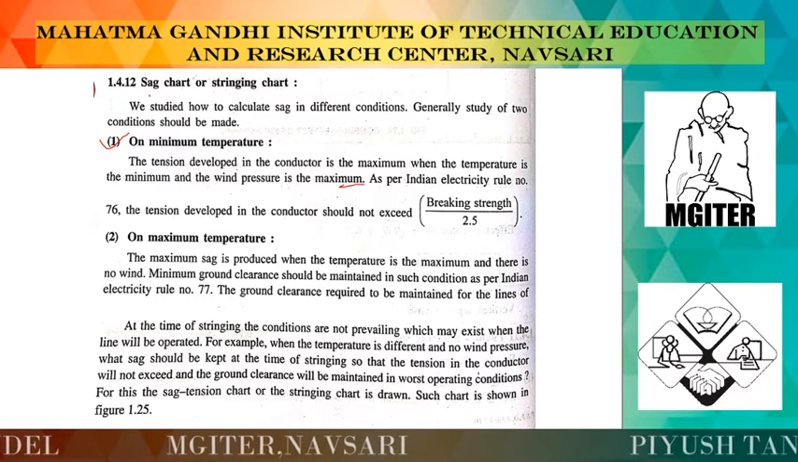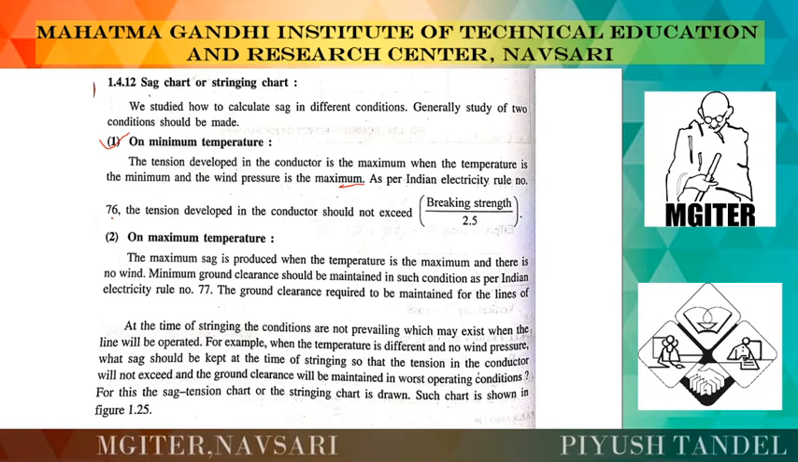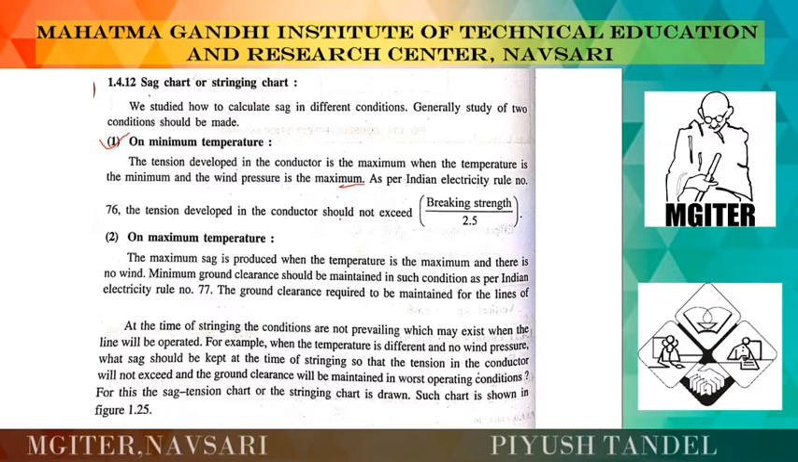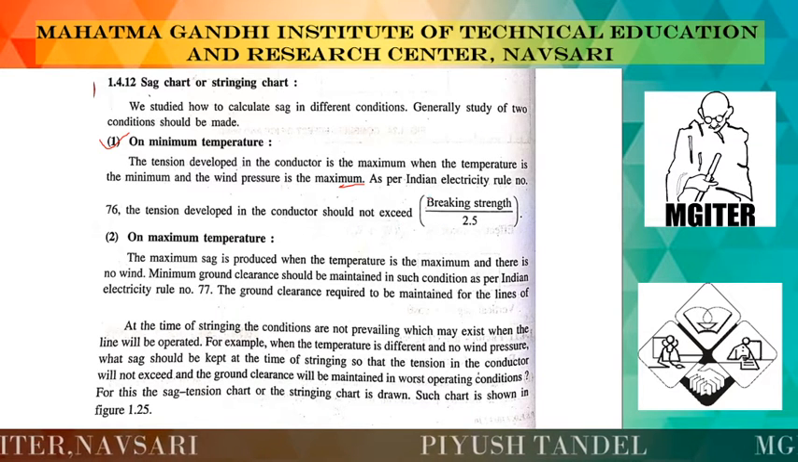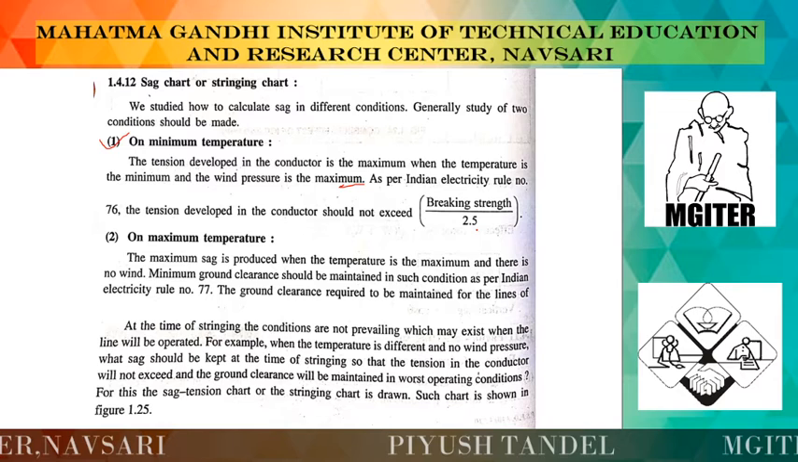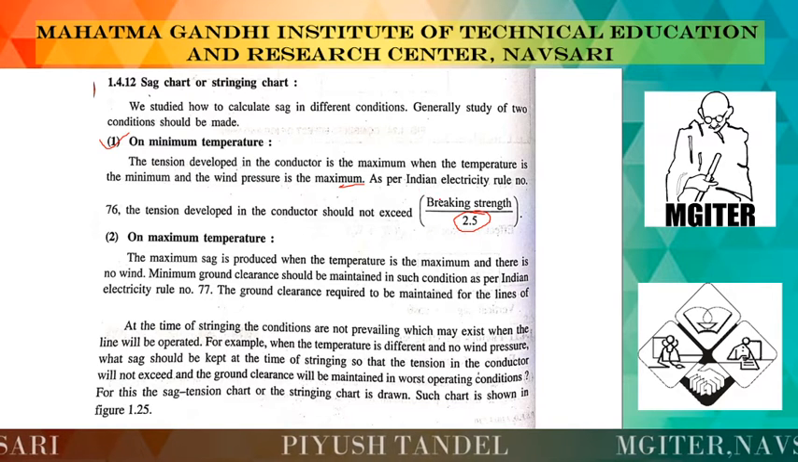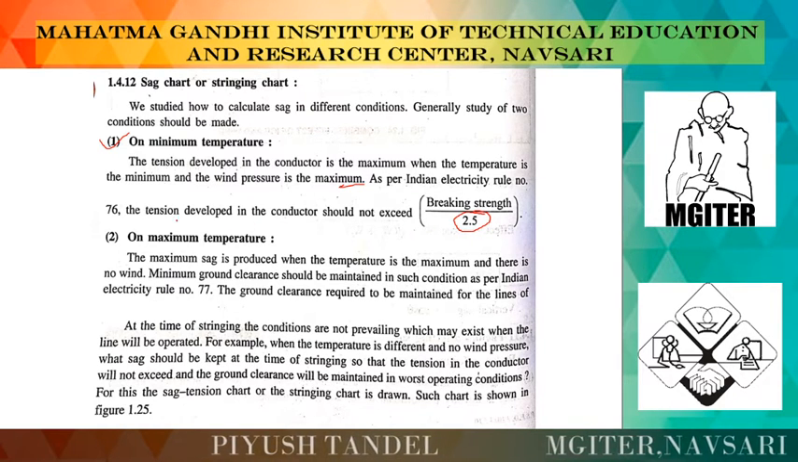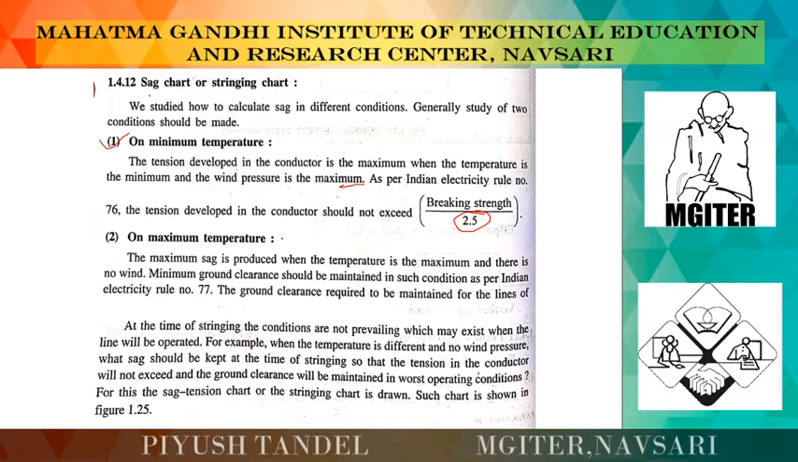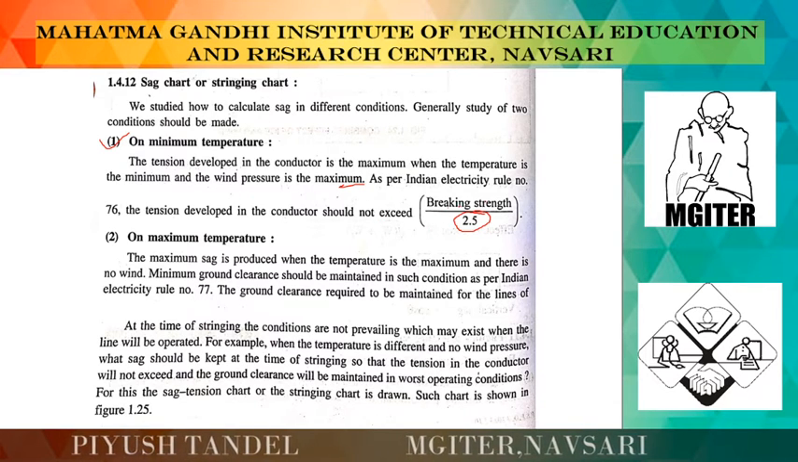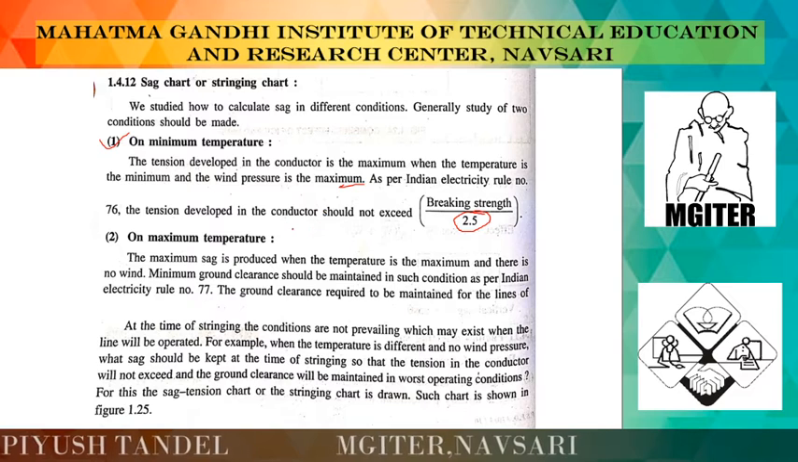And as per the Indian Electricity Rule number 76, the tension developed in the conductor should not exceed the breaking strength divided by 2.5. This 2.5 is the safety factor. The conductor tension should not exceed the breaking strength of that conductor divided by 2.5.